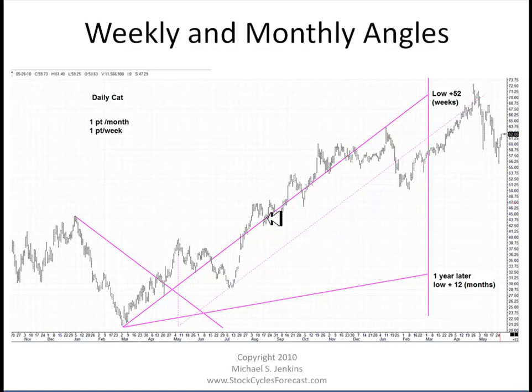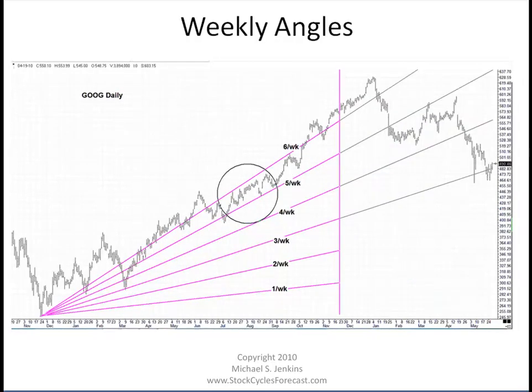And I also took a parallel line from our previous lessons here. That's what this dotted line is. I took a parallel line, started it under the top at the level of the low over here, and we find out that this 1 point per week exactly caught our bottom in here. Then it turned out to be a midpoint of a break here, and turned out to be the topping area over here. So this is the weekly and monthly angles.